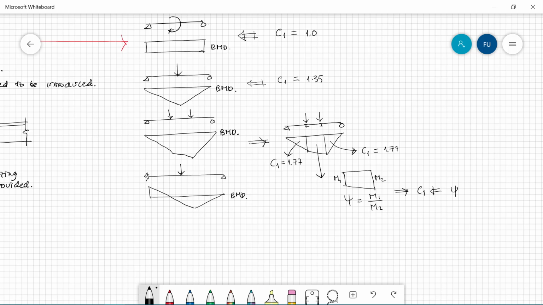There are several expressions proposed by researchers on how to calculate the C1 using the value of the ratio. But in the book, you can refer to table 5.12, page 212.